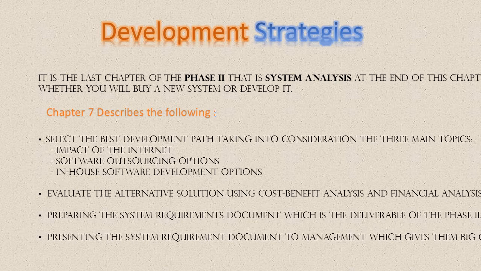The chapter describes the following. Select the best development path, taking into consideration the three main topics: impact of the internet, software outsourcing options, and in-house software development options. Then evaluate the alternative solutions using cost-benefit analysis and financial analysis tools. Prepare the system requirements document, which is the deliverable of Phase 2. Present the system requirements document to the management, which gives them a clear big picture.